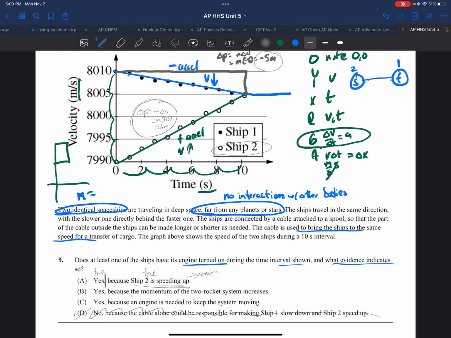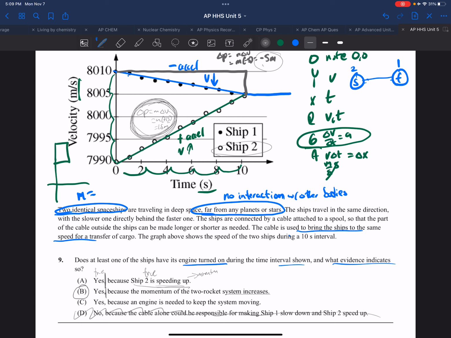How we just came to that conclusion, of course we knew the thing was speeding up, but how we came to the conclusion wasn't about the speed. The speed showed us that the momentum gained by the one wasn't equal to the momentum lost by the other. The next one, yes, because the momentum of the two rocket system increases. Well, that is true. The momentum does increase. This one decreases by 5, and the green one increases by 15. There's a net increase of 10.